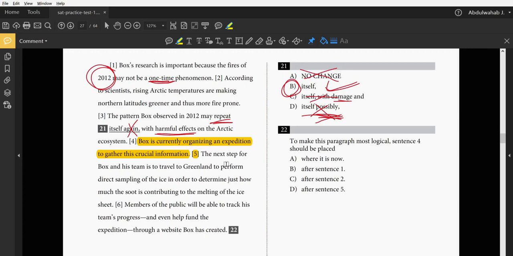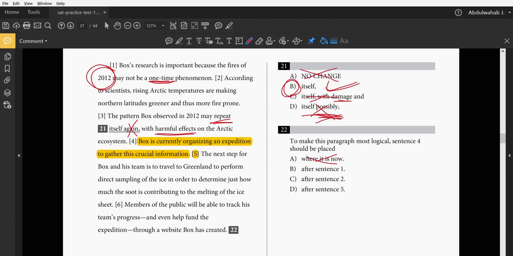So that is the next step that he has to take. In this case, we do need to move sentence number 4 and place it at a more appropriate place. I'm not going to keep it where it is now, so it's not going to stay there. If I put it after sentence 1 and I say Box is currently organizing an expedition, that's going to be in a very awkward or wrong place, because here it's important that the fires of 2012 may not be a one-time phenomenon. They may repeat.